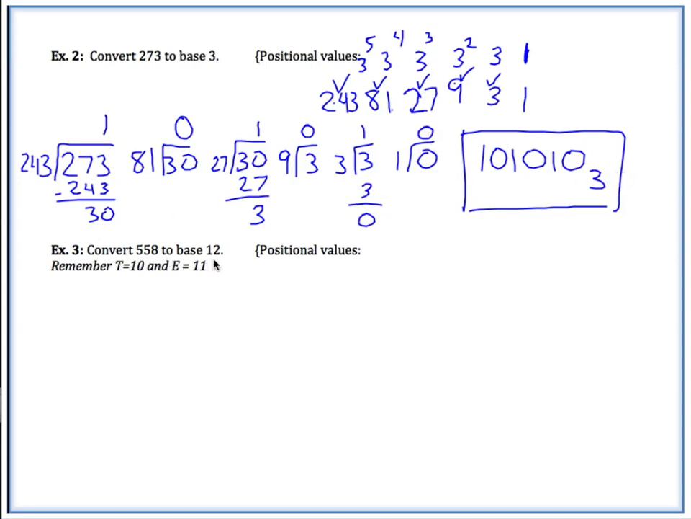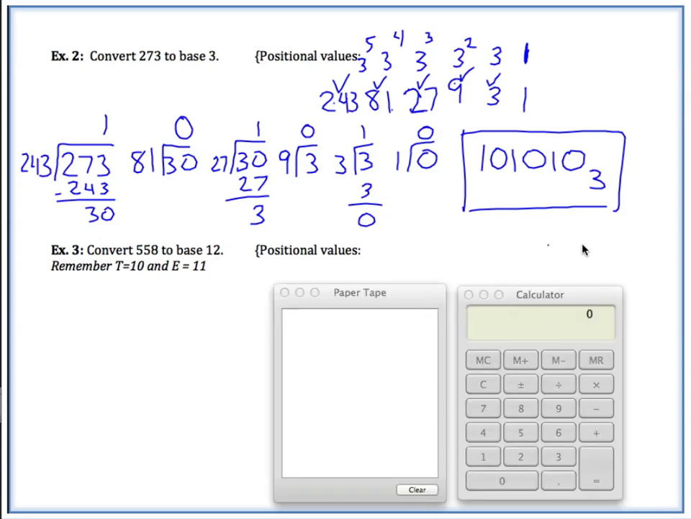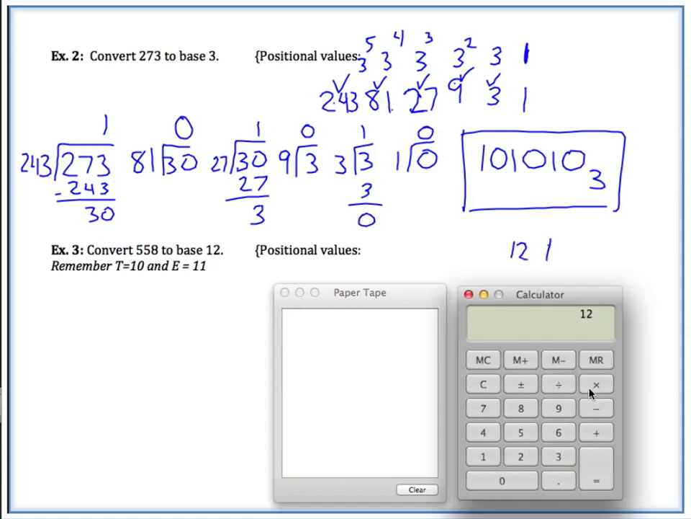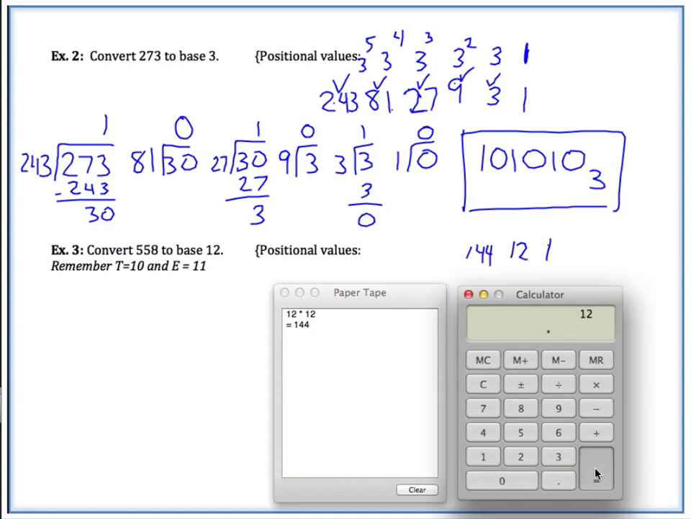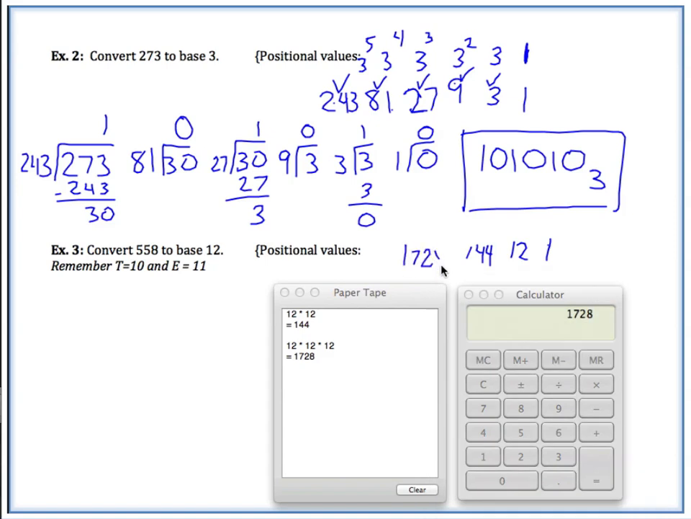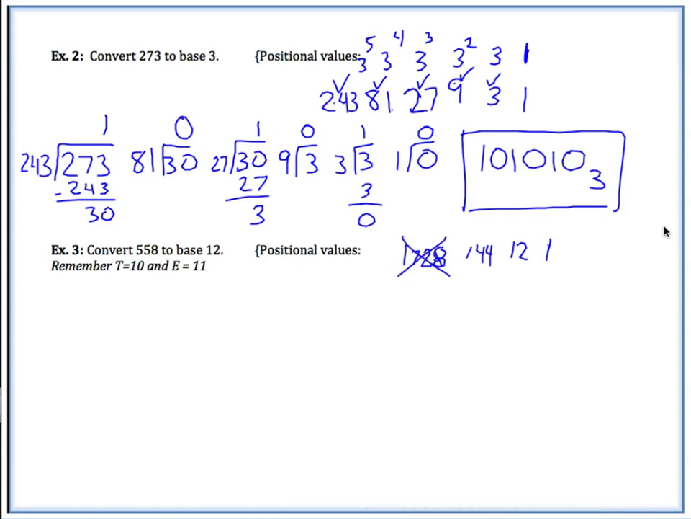Convert 558 to base 12. So we need our place values. So the first one is always going to be a 1, and then a 12, and then a 12 squared. So 12 squared is 144. And then 12 cubed, so times another 12. And it's 1728. Now our number is only 558, so we don't actually need this place value.